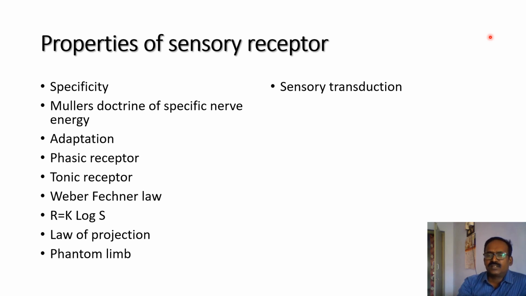And sensory transduction: different types of sensation are converted to action potentials by the sensory receptor. That is called sensory transduction. So, when the receptor is stimulated, it produces the receptor potential. In the cutaneous receptor, that is called the generator potential.